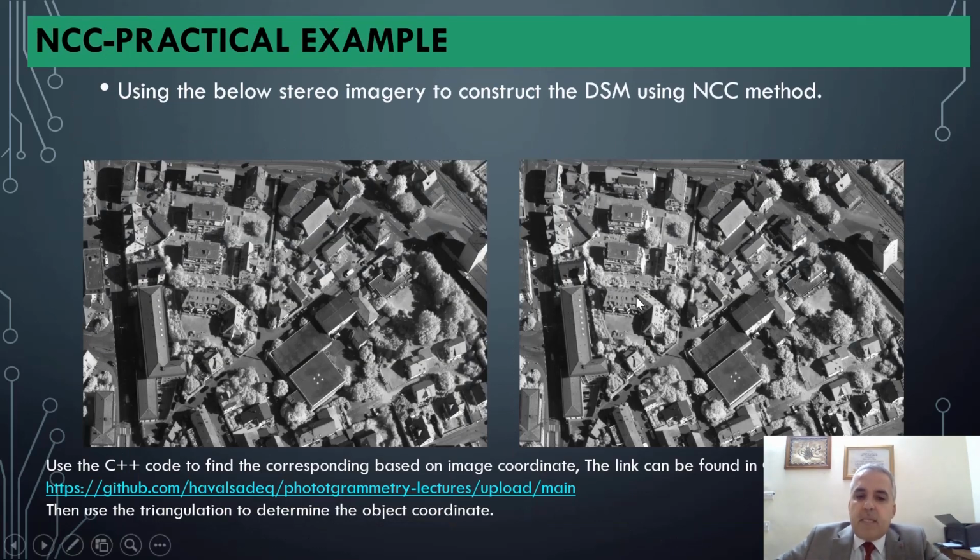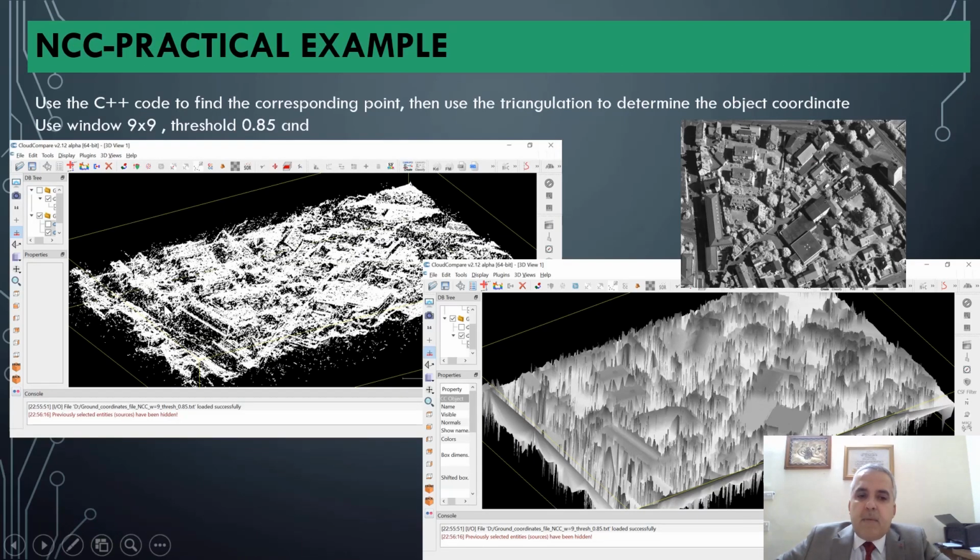By applying it on the study area, and the code is available here, you will be able to get this DSM. As you can see here, by taking the threshold 0.85 and a 9 by 9 window, we will get this DSM. By the way, for the sum of absolute difference and sum of square difference, we also used a 9 by 9 window, but the result was not good, as is shown here.